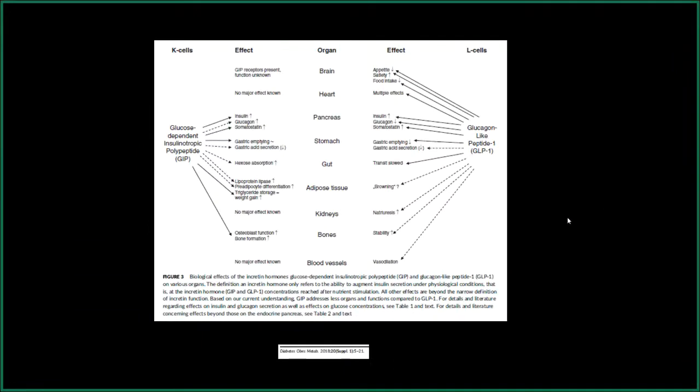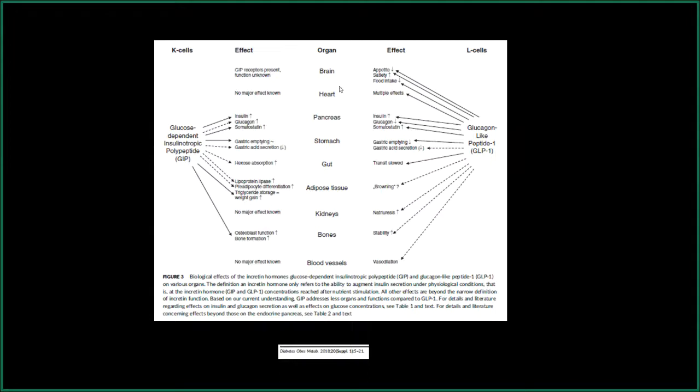So basically, if you want to sum up right now what is happening with these two classes of drugs, the incretins GLP-1 and GIP, there are some effects that are seen in the brain, the heart, the pancreas, the stomach, the gut, adipose tissue, the kidney, bones, and blood vessels. And here, with respect to GIP, we don't know exactly. We know that GIP receptors are present in the brain, but their function is unknown. In the heart itself, no major effects are known.